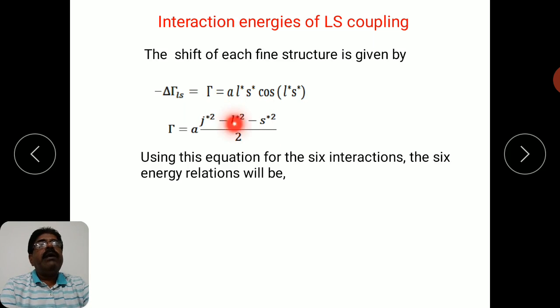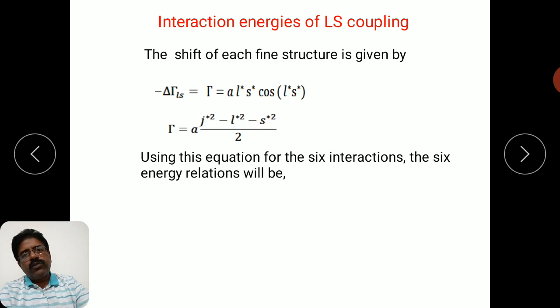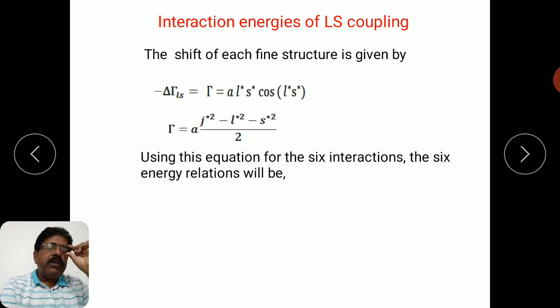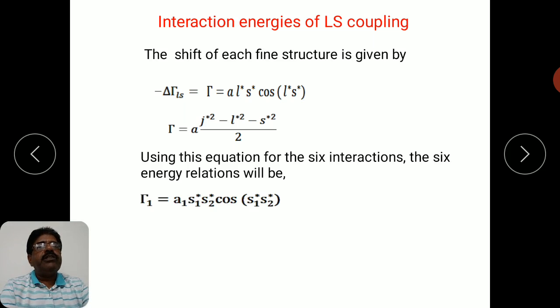So we shall apply this equation for a term shift to our interactions, which we have represented through the four angular momenta vectors, that is L1 star, L2 star, S1 star, S2 star. So let us see these interaction energies. First let us define the first term shift, gamma first, that is equal to A1 S1 star S2 star into cos of S1 star S2 star. So we shall use this kind of equation here.